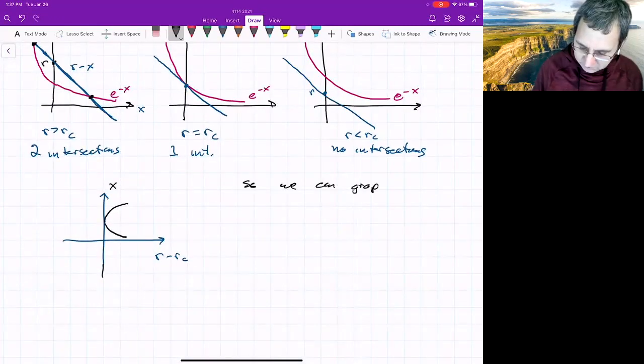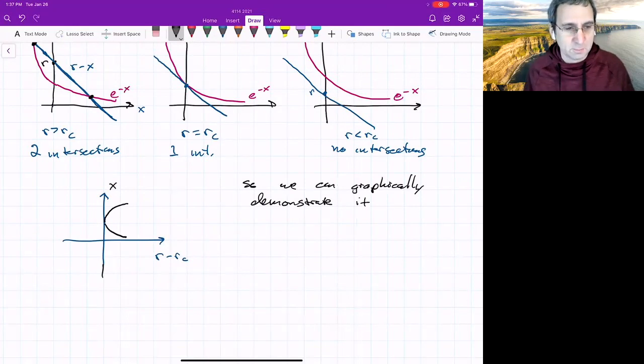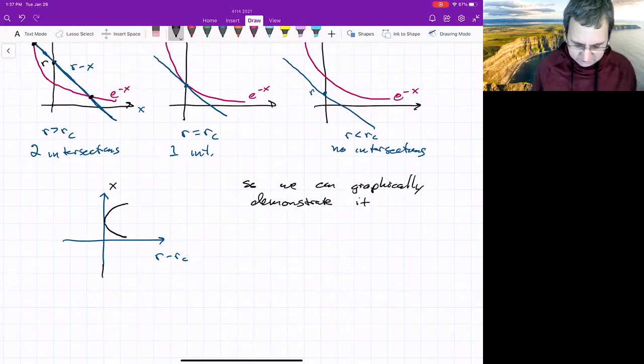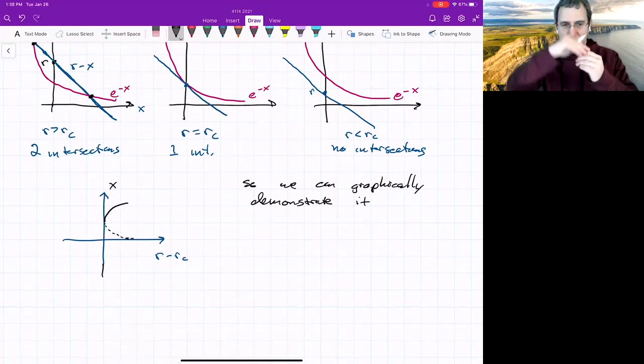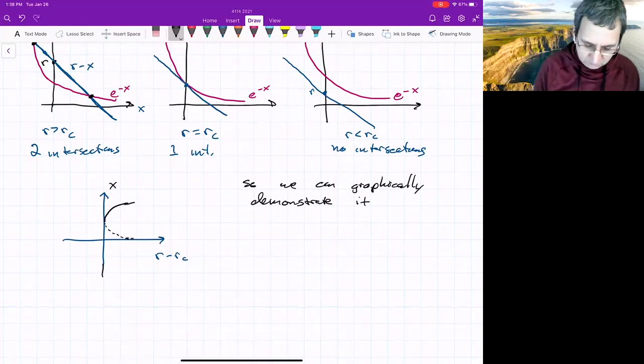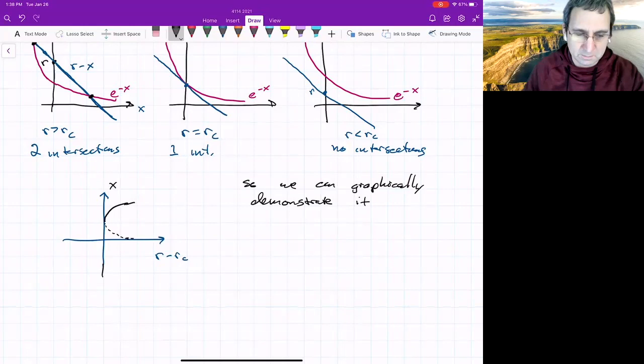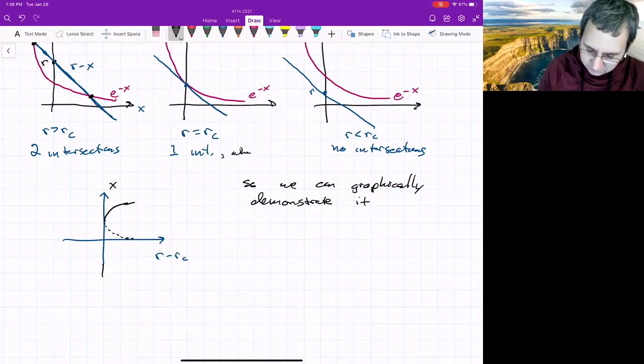So we can graphically demonstrate it. I guess you'd have to know something about how to plot e to the negative x. And we could actually go further. It's the point on the right side that's stable. So you could figure that out by just plotting what's greater than what, and what direction the vector field's going. So this one intersection where the line and curve intersect tangentially, that's the bifurcation point.